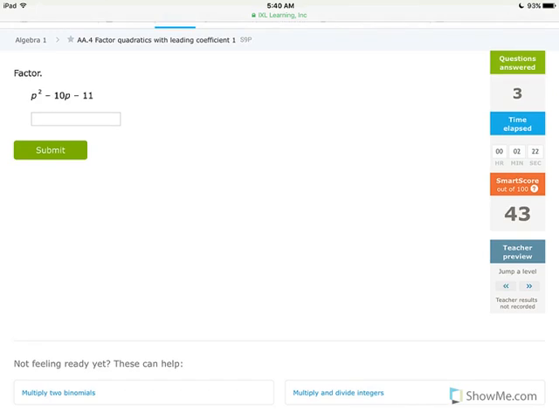And here's another one. We do have some negatives in here now, so we've got to watch out for our plus and minus signs. Same idea. We're looking for factors of negative 11 this time that multiply to be negative 11, but add to be negative 10. So the p and the p is obvious. P times p is the p squared.